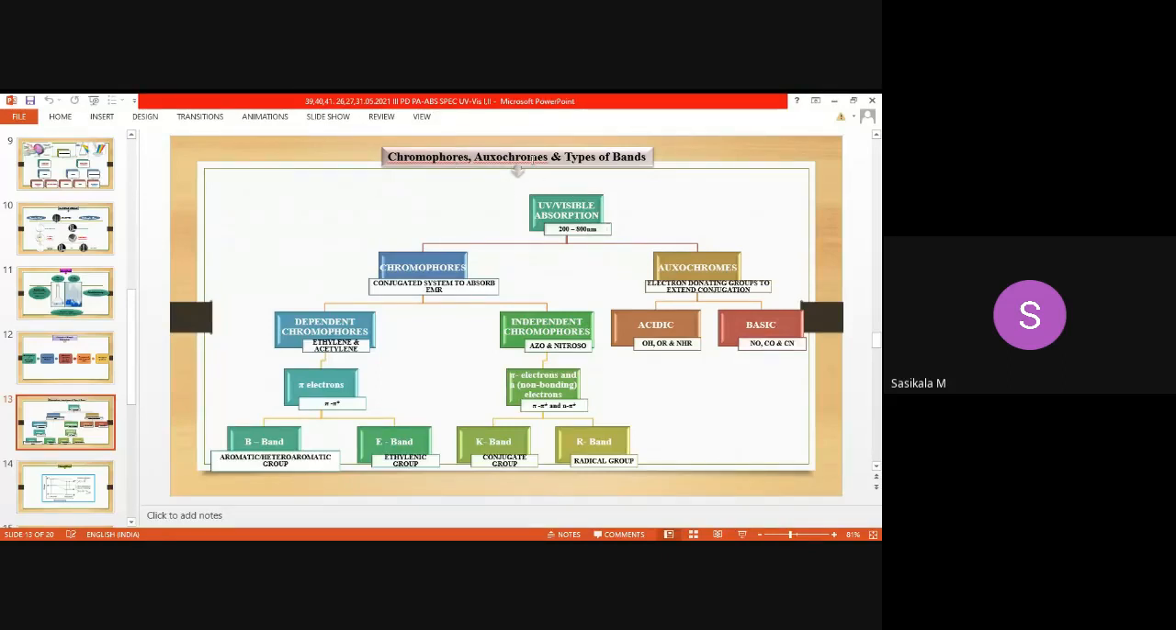Auxochromes will not absorb UV visible radiation. Instead, they contribute to the chromophores for their absorption. When an auxochromic substance is attached to the chromophoric substance, it is a group, a functional group. We'll be discussing what is auxochrome. When it is attached to a chromophore, it will increase the absorption of the chromophore. So these two terms, chromophores and auxochromes, are a must to read under UV visible spectroscopy.